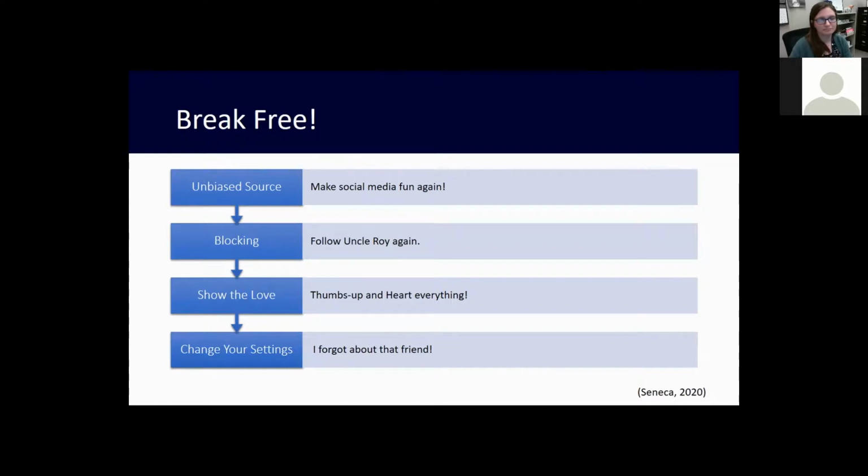Next, algorithms can't determine what you really like if you thumbs up and heart everything. Plus, it'll make Uncle Roy happy again. When you do this, it keeps those pesky algorithms guessing. Then change your feed settings to pick up the most recent posts. This restricts the algorithm, and you might see an account that you haven't seen in a while.